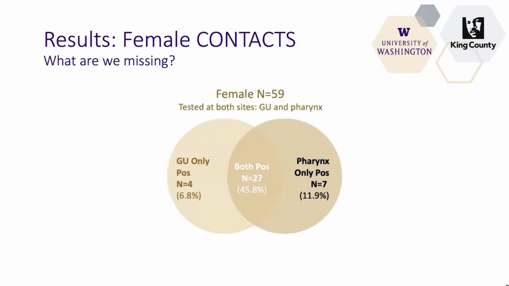Looking particularly at the female contacts that were tested at both sites, there were about 12% who tested positive only at the pharynx. This means that we would miss 18% of the total positives in the female contacts if we would have only tested at the urogenital site.